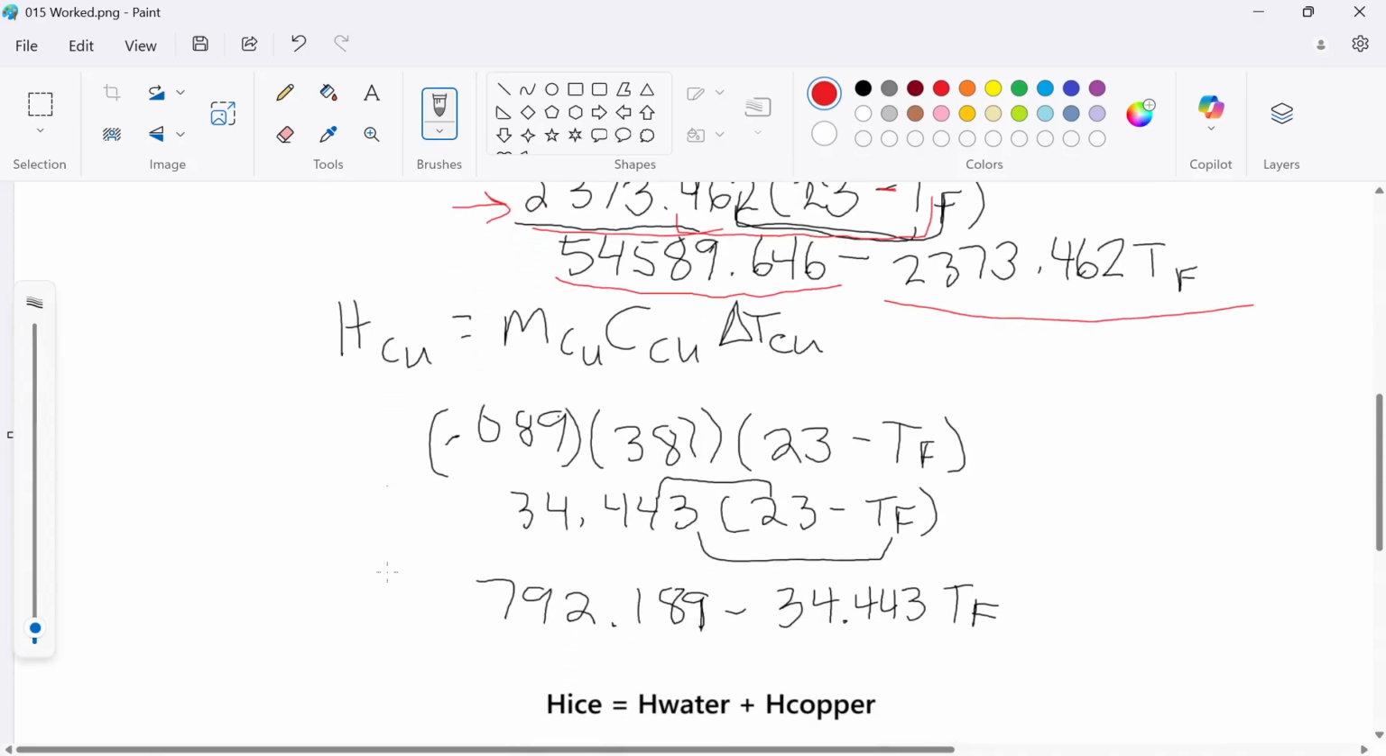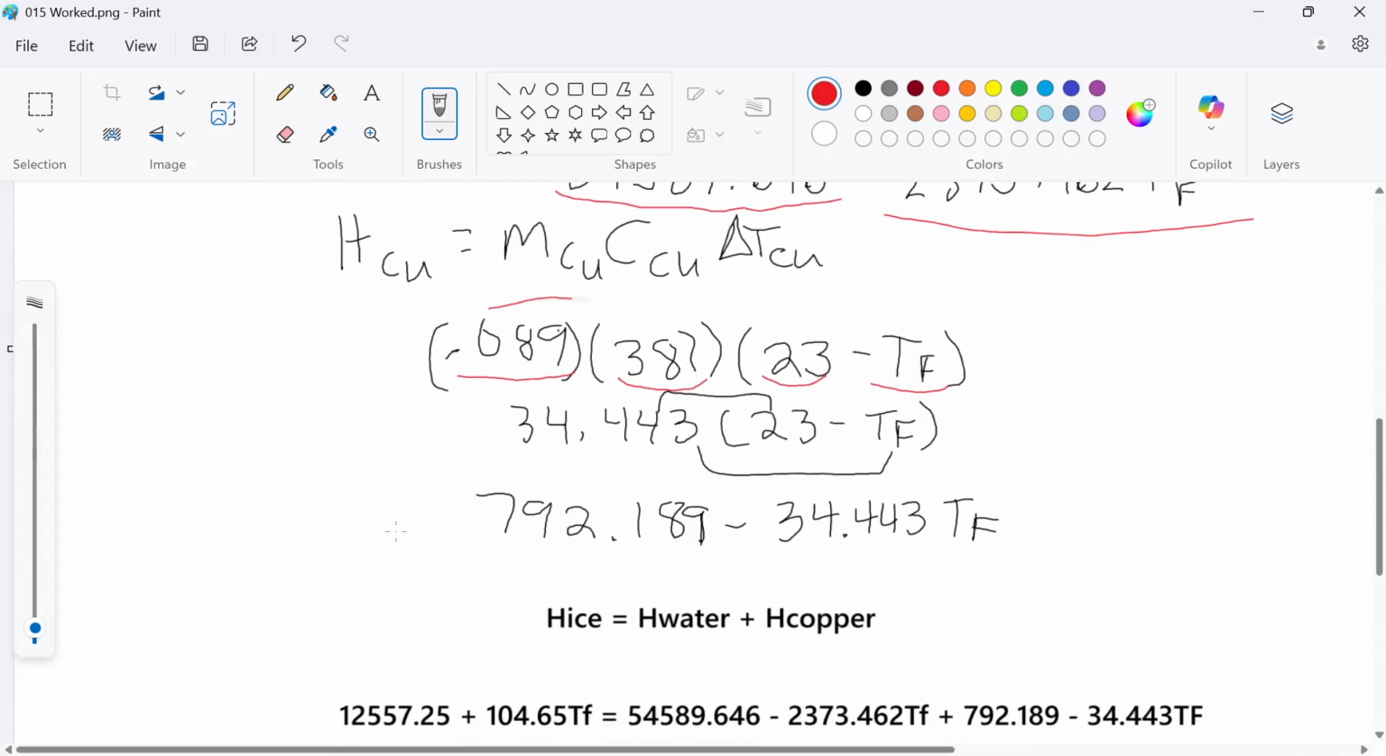Now here comes the copper. The mass of copper times the specific heat of copper times the temperature change of copper. Mass of copper, 0.089 kilograms. Specific heat of copper, 387 joules per kilogram degree Celsius. The change in the temperature of the copper, same as that for water. Initial temperature 23 minus the final temperature. Don't know what it is.